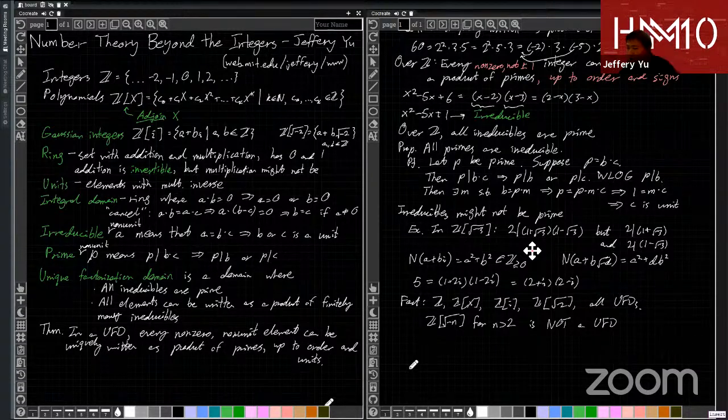So, for example, we can ask, what are the primes in the Gaussian integers?